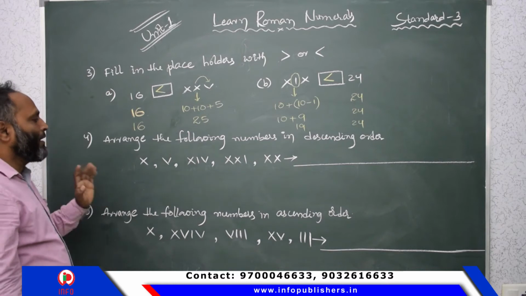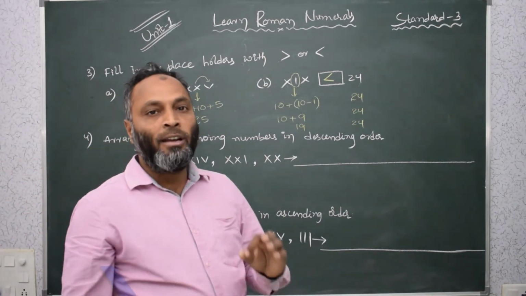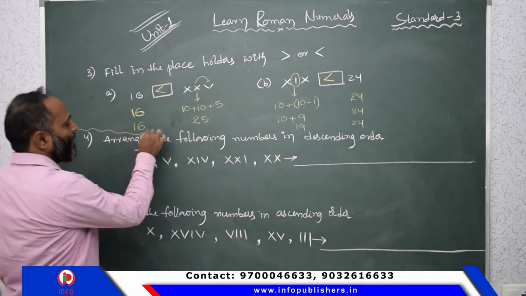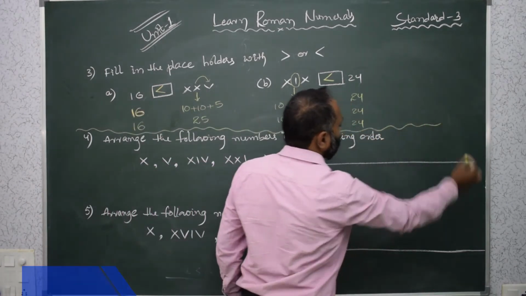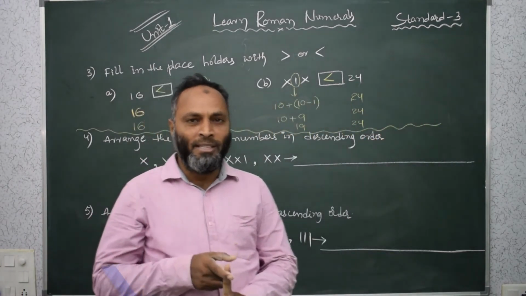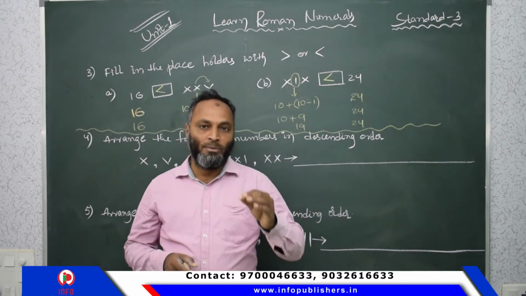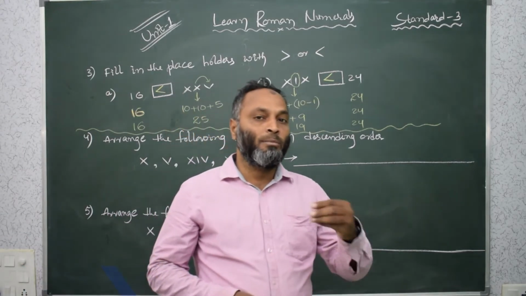Then after that, here arranging in ascending and descending order is given. What is meant by ascending order and what is meant by descending order? Ascending order means increasing order. Ascending means increasing, descending means decreasing order. Increasing means from smaller to bigger. Descending means decreasing, from bigger to smaller.